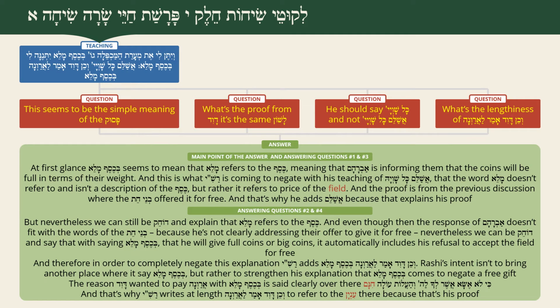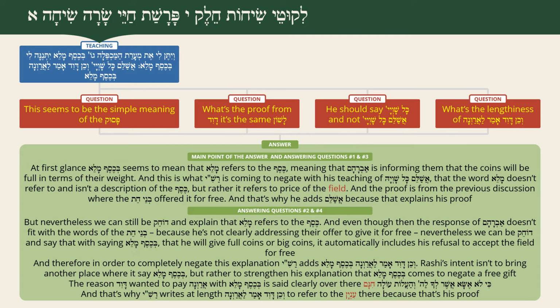Now we're going to move on to answer questions 2 and 4, which asked about the proof that Rashi brings. V'chein David, we asked what's the proof, and also why does Rashi write it at length by adding the words amar lo Ravna? Why didn't he just say v'chein b'David, it says bekesef mole? So the explanation is because even though we explained that kesef mole is a response to getting it for free, and so therefore it has to mean not for free, but rather ashalim kol shavya, I'll pay the whole value.